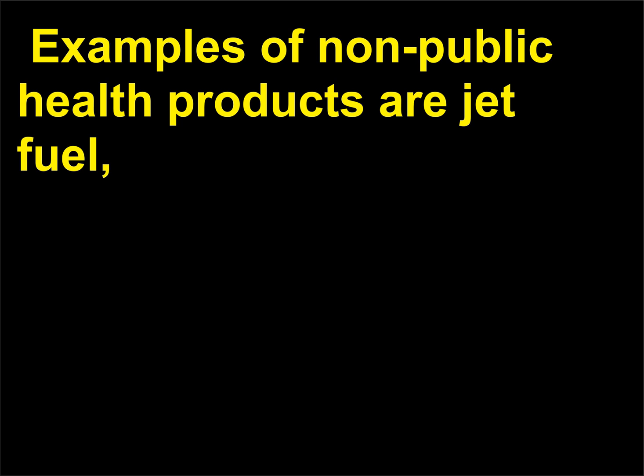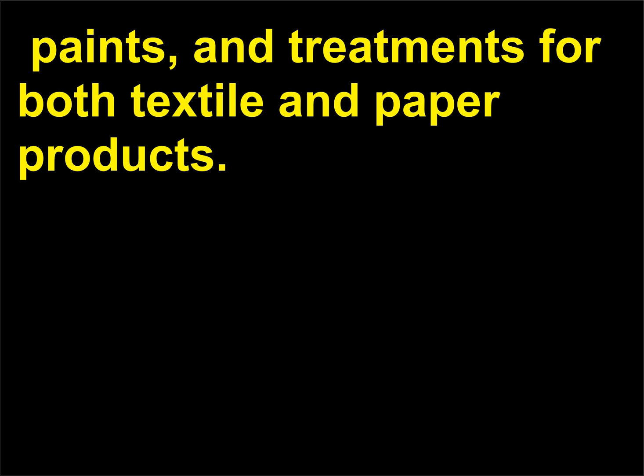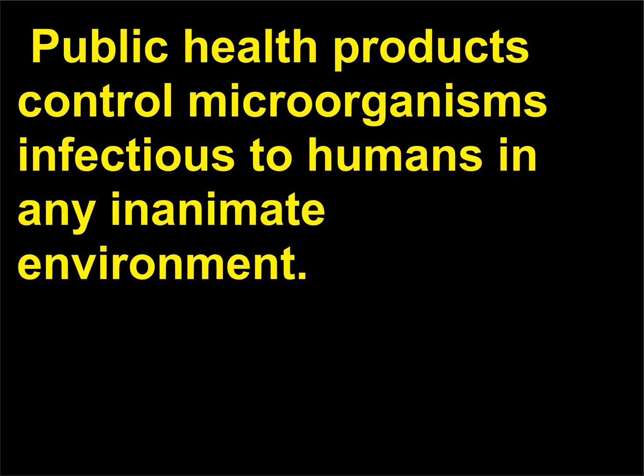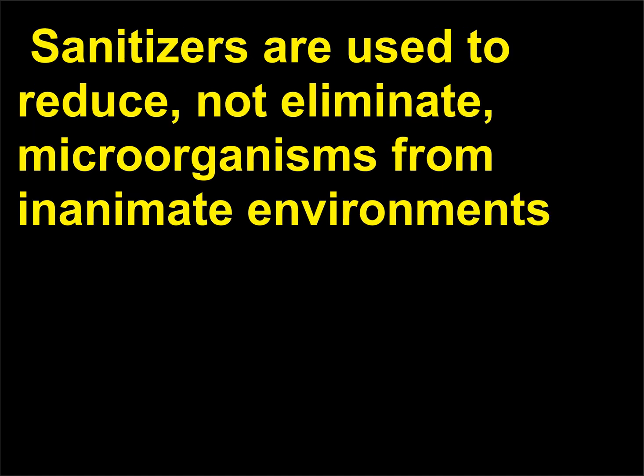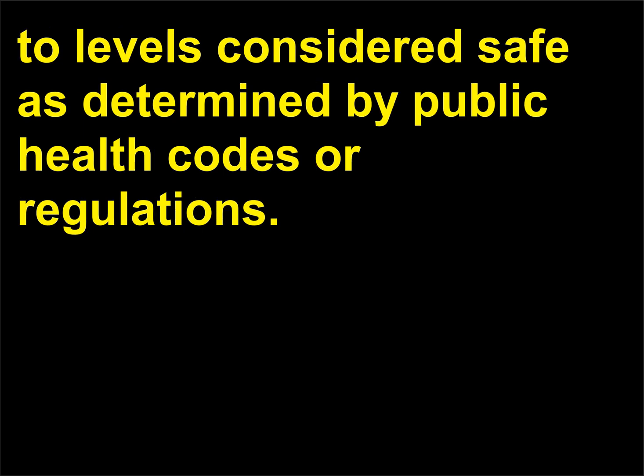Examples of non-public health products are jet fuel, paints, and treatments for both textile and paper products. Public health products control microorganisms infectious to humans in any inanimate environment. Bacteriostats, sanitizers, disinfectants, and sterilizers are all public health products. Sanitizers are used to reduce, not eliminate, microorganisms from inanimate environments to levels considered safe as determined by public health codes or regulations.